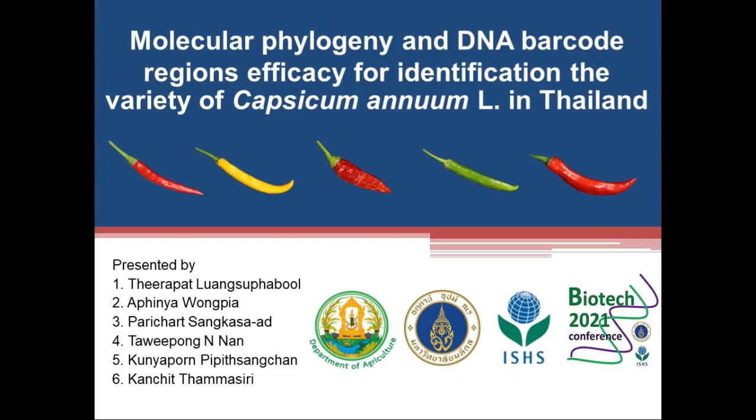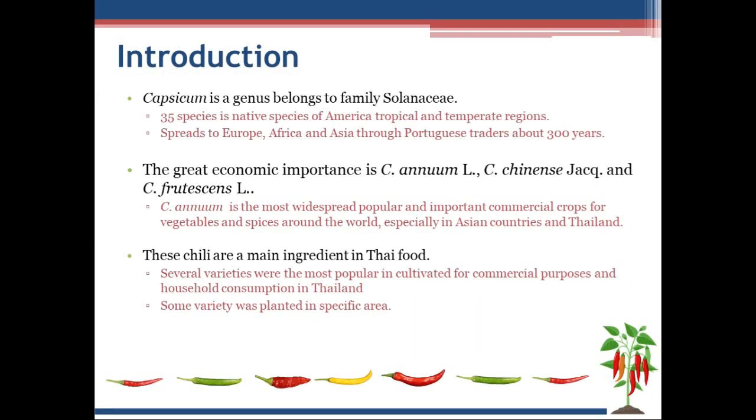Hello everyone. I would like to present on the topic of molecular phylogeny and DNA barcode regions' efficiency for identification of the varieties of Capsicum annuum in Thailand. Capsicum is a genus belonging to the family Solanaceae.